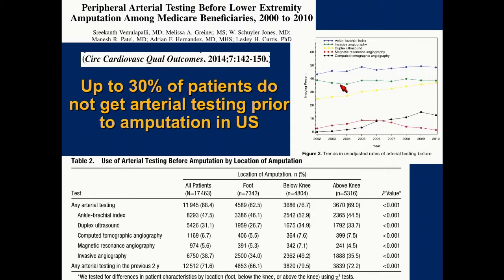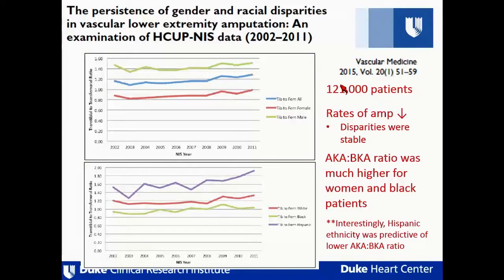Some of the nice work that's been published, a lot of it in the vascular surgery literature, has come from the National Inpatient Sample, remembering that most amputation occurs in an inpatient setting. Some of the minor amputations and toe amps can occur in a clinic or surgical suite.